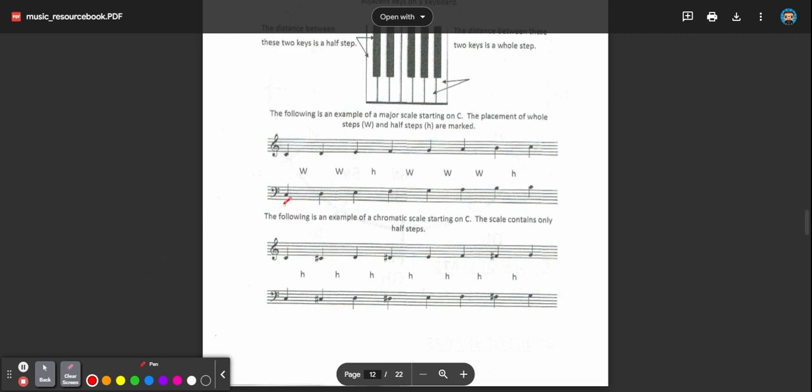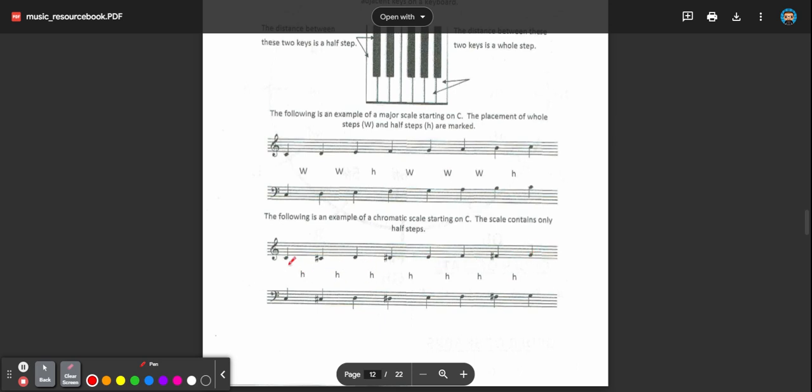And then it's just showed in bass clef. So this is always showing us the treble clef version, and then here's the bass clef version of what we just described. C, D, E, F, G, A, B, C. And that's just a C major scale, no sharps or flats. The following is an example of a chromatic scale starting on C. This scale contains only half steps. So we have C, C sharp, D, D sharp, E, F, F sharp, G. And those are all half steps.